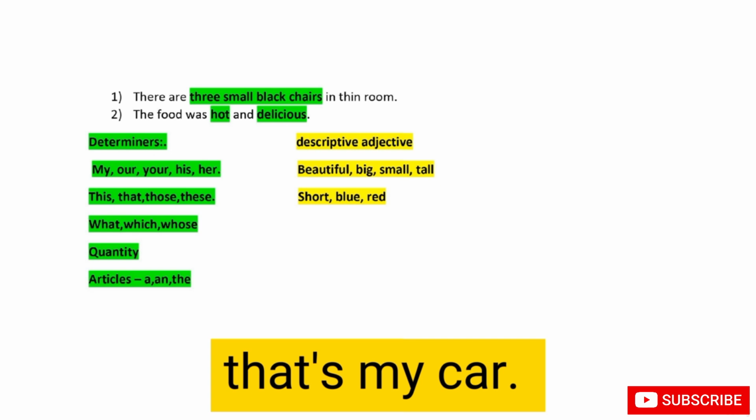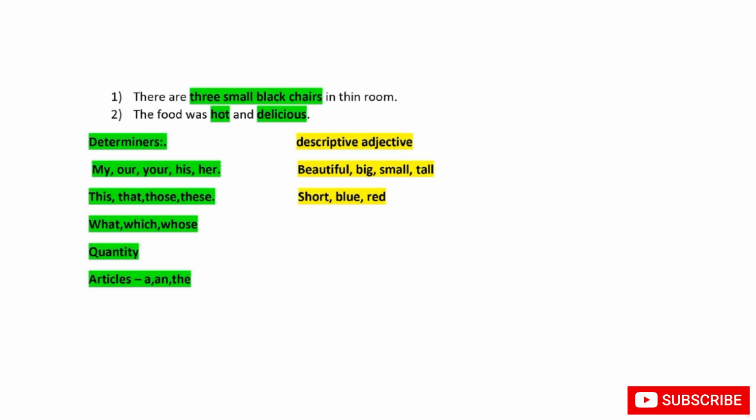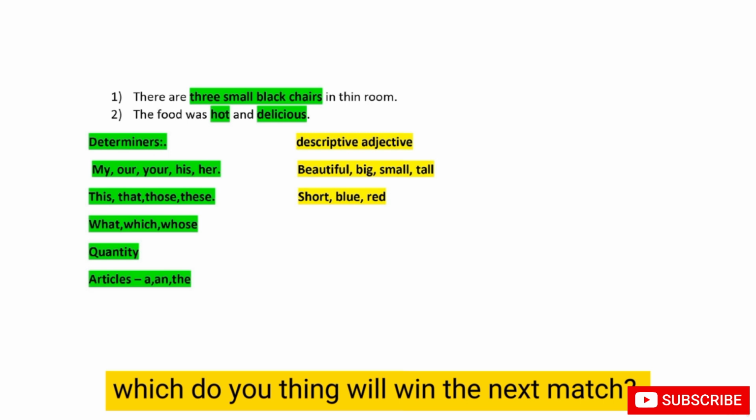In the same way, the words this, that, these, and those also act as adjectives. Also, the question words what, which, and whose can be determiners. If I asked, which team do you think will win the next match? The word which asks for information about team. Team is a noun, so which is an adjective. Quantity words like numbers and quantity expressions such as a few, some, and many are determiners as well.